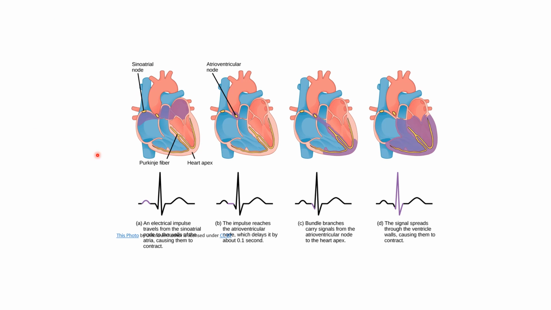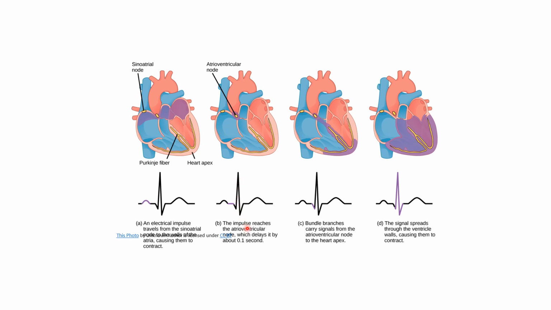So, in our heart, there is an electrical conduction system. There's the SA node, which we call the natural pacemaker of our heart. Then there's the AV node. When the electrical impulse travels from the SA node to the AV node, we get the P wave because it stimulates the atria to contract. When the atria contract, we get the P wave in our ECG.